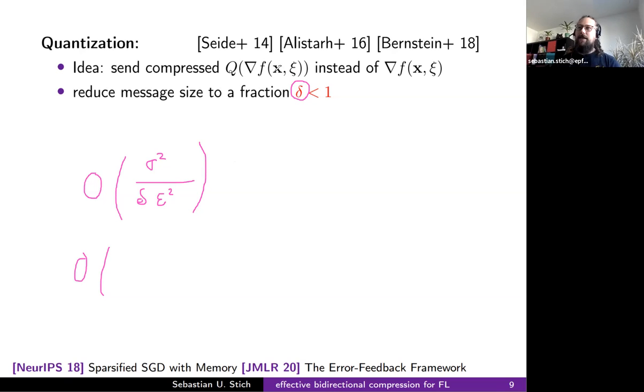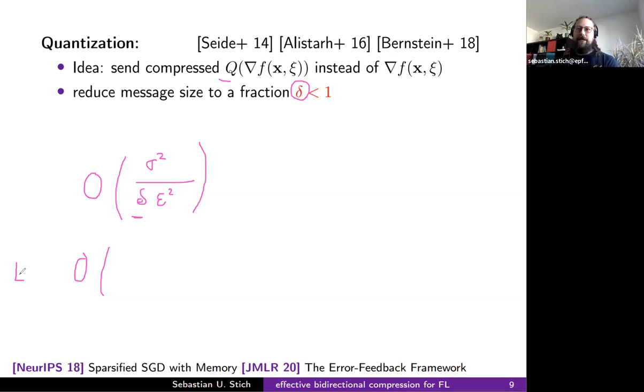Then if you just do compression without any additional tricks, we can prove that the algorithms in the worst case need more iterations to converge. So every message that we send is smaller, but we need more messages. So it's not so clear whether we can realize really some gains in practice.